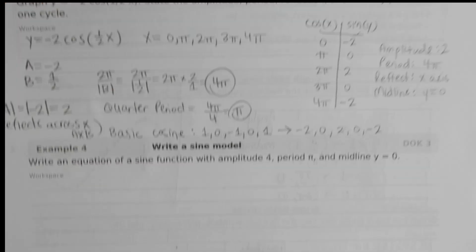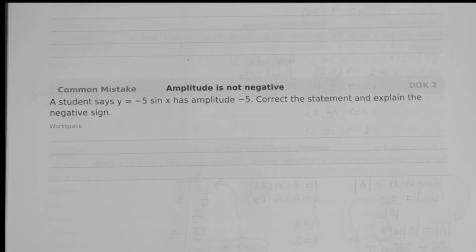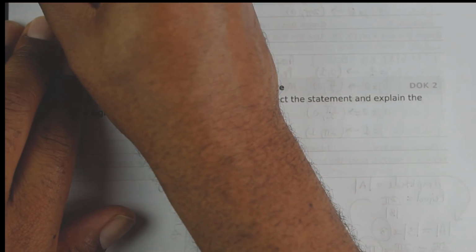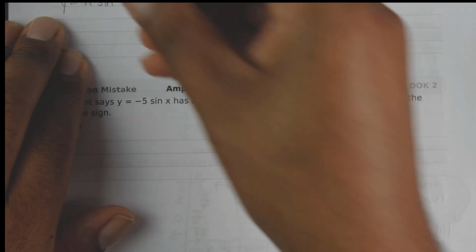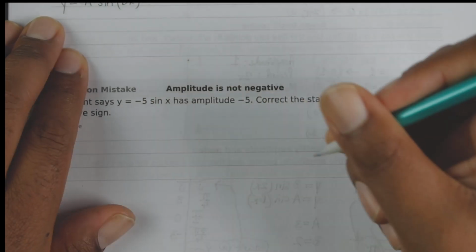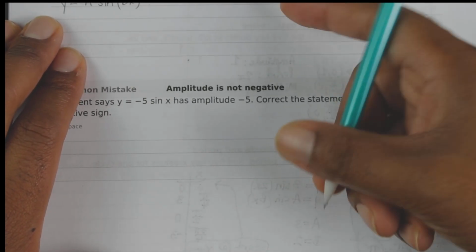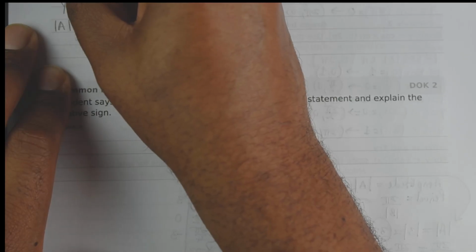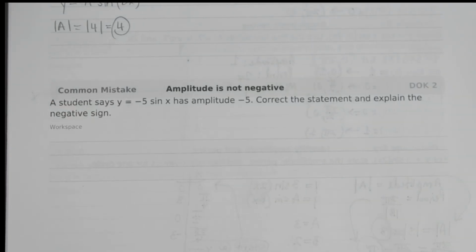All right, let's continue. Example number 4, write an equation of a sine function with amplitude 4, period pi, and midline y equals 0. So we want a sine function in the form of y equals a sine bx. Now, the amplitude is 4. So the amplitude, the absolute value of a, is the absolute value of 4. That equals 4. So we're going to choose a is equal to 4 for this particular problem.